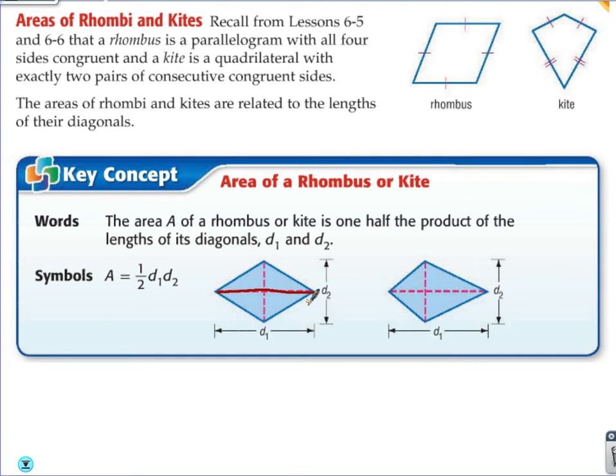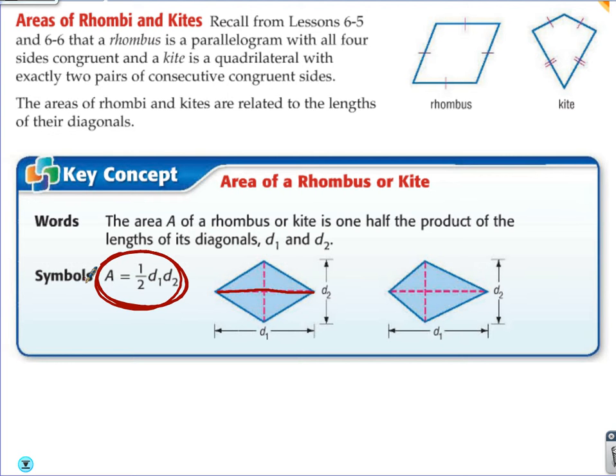I don't think this was on that formula chart that you copied down, so you might want to write it down. A rhombus or a kite, to find the area of either shape, you do 1/2 D1 times D2. And the only thing that D could stand for is diagonal. You simply multiply the diagonals together and then take half of it.